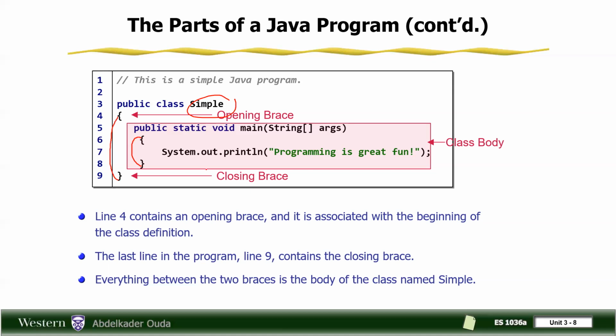So line 4 contains the opening brace, and it is associated with the beginning of the class definition. The last line in the program, line 9, contains the closing brace for the opening brace in line 4. Everything between the two braces is the body of the class that we call Simple. Questions?